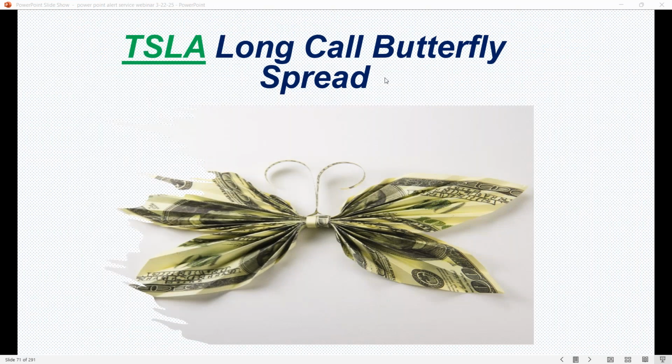And this one was beautiful. This was as perfect as you can get. It's hard to be perfect in trading, but this one was.